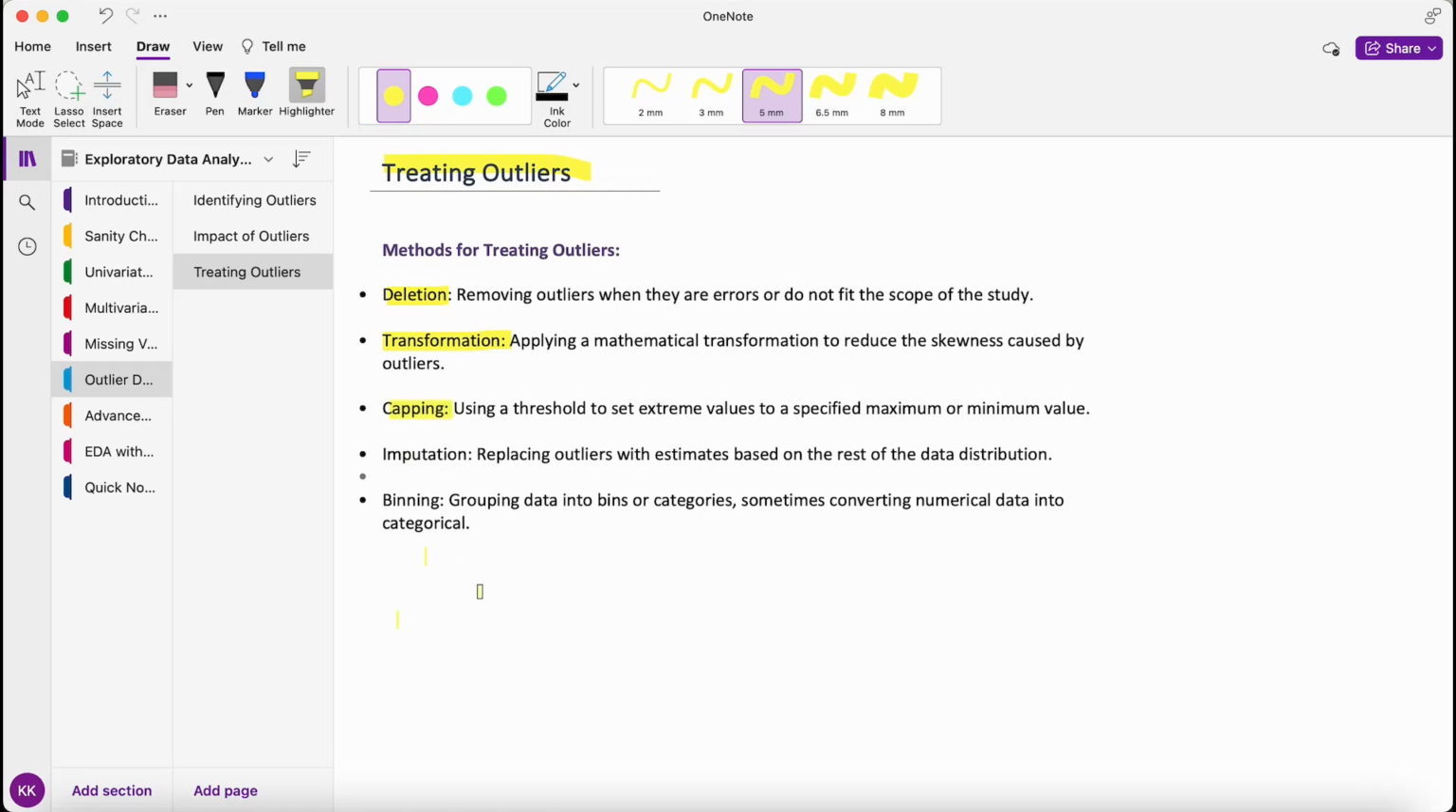Imputation: replacing outliers with more representative values based on other observations. Binning: grouping data into categories or bins, which can sometimes mitigate the effect of outliers.